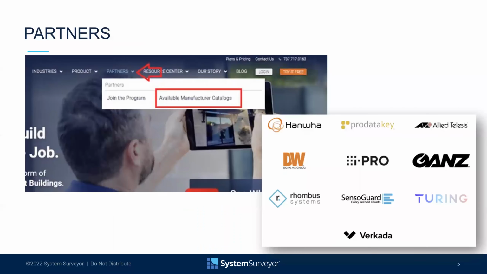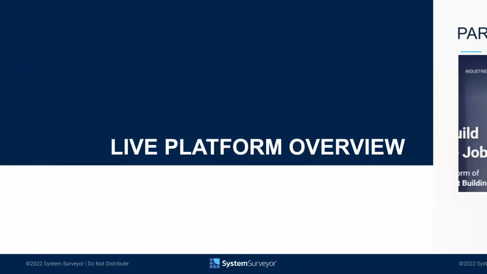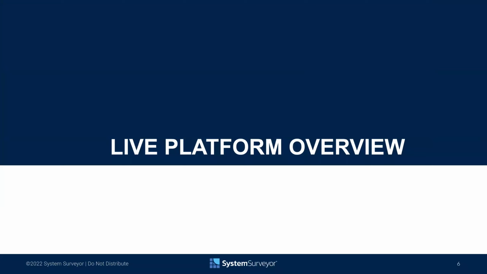On our main page here, if you click on our partners banner at the top and click on available manufacturer catalogs, we have a list of all of our manufacturers right here. Say, for instance, Hanwha, if you wanted theirs, you click on that, and it would take you to their shared drive and you could download and import from there. We'll go over all that in just a little bit. So with that, I'll go ahead and hop over into my System Surveyor.